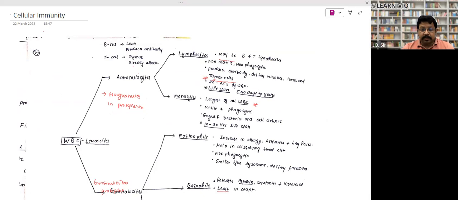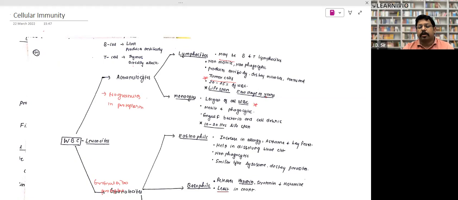This is the question that has been asked: which cells are responsible for killing the cancer cell? Our body has a system to kill the cancer cell, right? The body has the capability to fight the cancer cell. So they kill the tumor cells. 20 to 25% of total WBC are these lymphocytes. Their life span is a few days to some years.